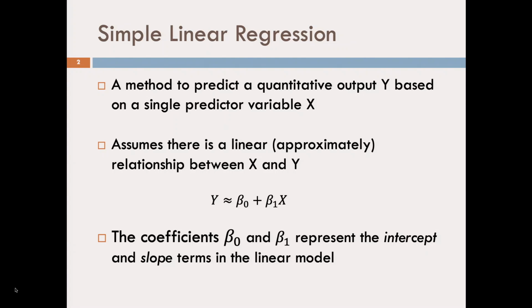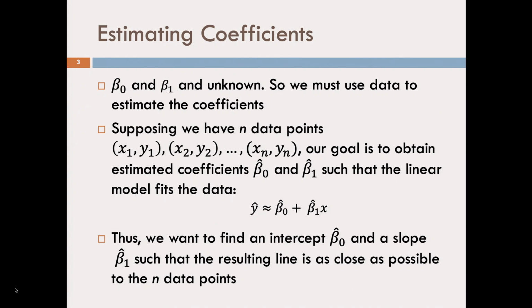Intercepting the points. But the thing is that we don't know these coefficients, so we have to estimate these coefficients based on a sample, because we don't know the whole population, okay? And so, see, these guys are unknown. So we must use data, as he said, to estimate some coefficients. So then suppose we have this kind of data, okay, x, y, x, y. So we want to obtain the estimated coefficients, okay?